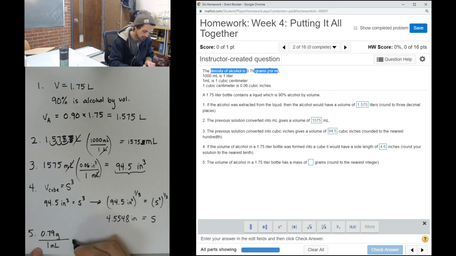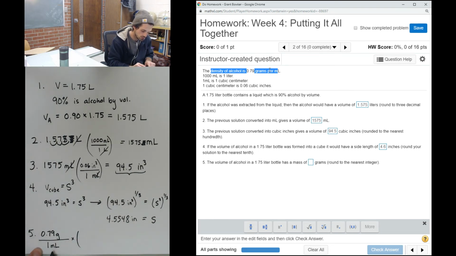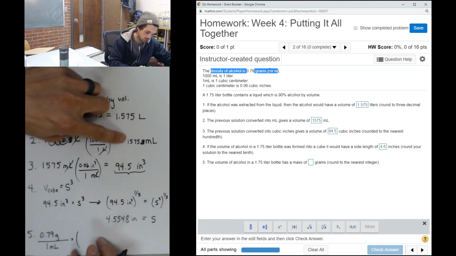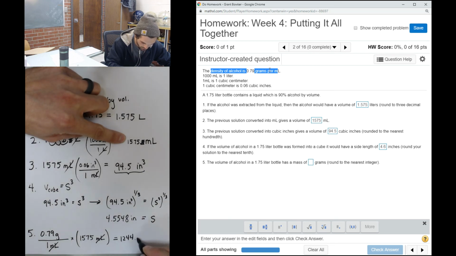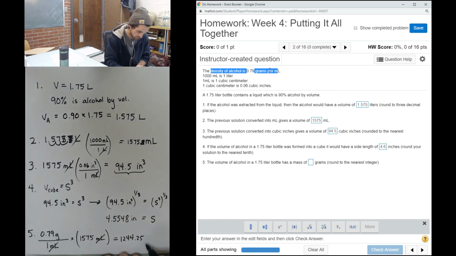I need to multiply it by a volume. That volume needs to be in terms of milliliters. And the volume of alcohol in milliliters is this 1575 milliliters. Milliliter downstairs undoes this milliliter upstairs, leaving behind the units of grams, which is what I want. I'm looking for a mass measured in grams. So the result will be this 0.79 times 1575. And I get 1244.25. That would be in grams.